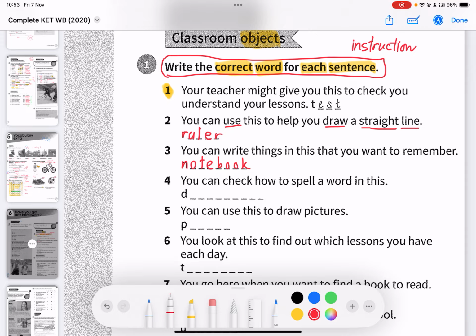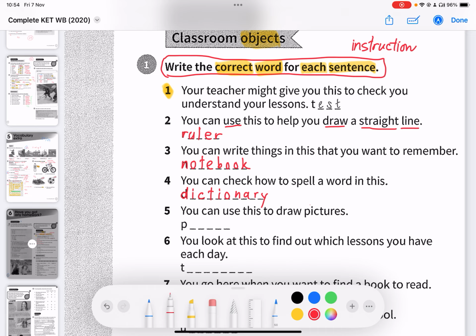Number 4. You can check how to spell a word in this. So you say check, kiểm tra. You can check how to spell, kiểm tra cách đánh vần, a word in this. Do you remember what a word is? Yes, từ. So where can you check how to spell a word? And it starts with D. Yes, từ điển. How do you say từ điển in English? Yes, dictionary. How do you spell it? Dictionary. Good job.